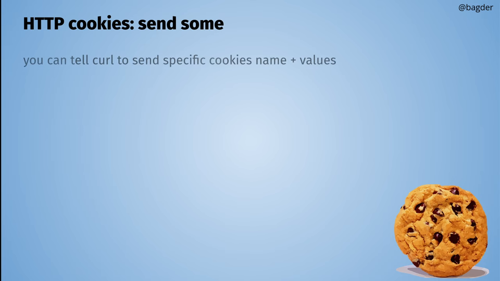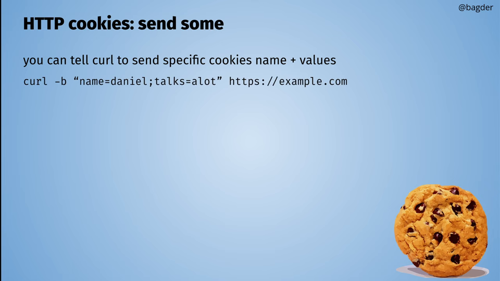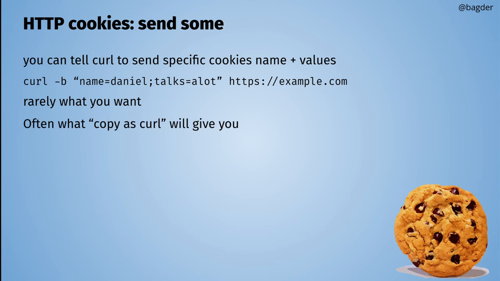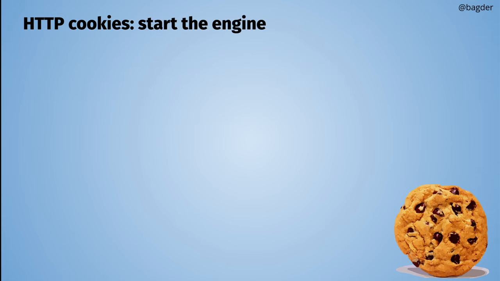It's not that complicated. You can tell curl to send specific cookie names with values, because it's fun. Usually you don't know exactly what to send, but maybe you want to send a cookie that says "My name is Daniel. I talk a lot" to the example. Easy peasy. That's rarely what you want to do, but you can. Often that's exactly what you get from copy as curl, because it saves exactly the cookie it would have sent. It's rarely the way you want it, because you rather want to send the cookie contents you got in a previous request. Not the same one every time, but the last one, because it's dynamically updated. So usually you want to do it like this.